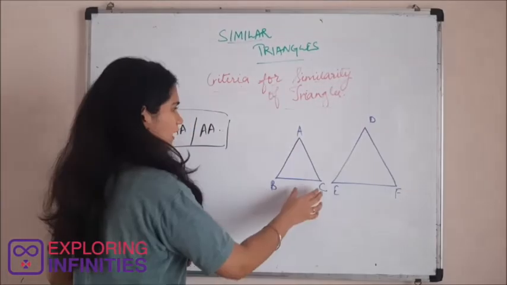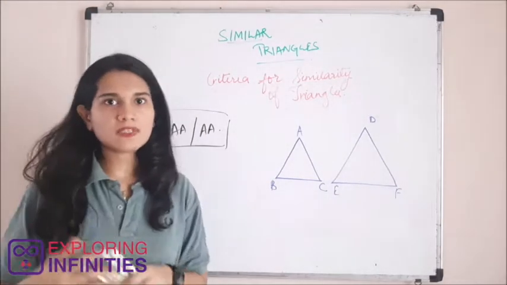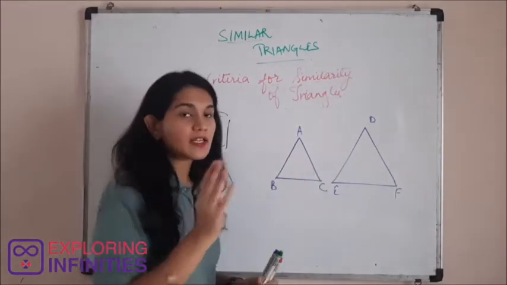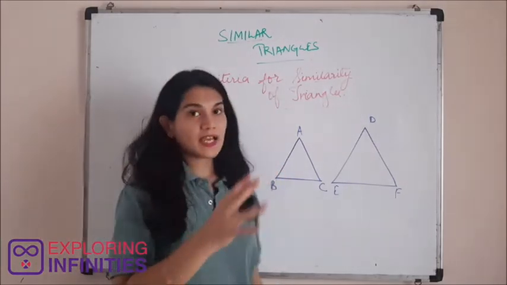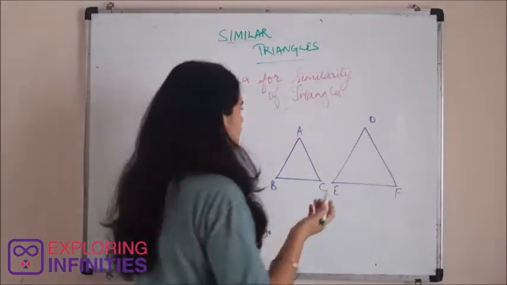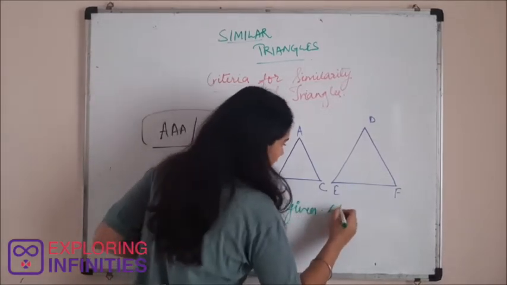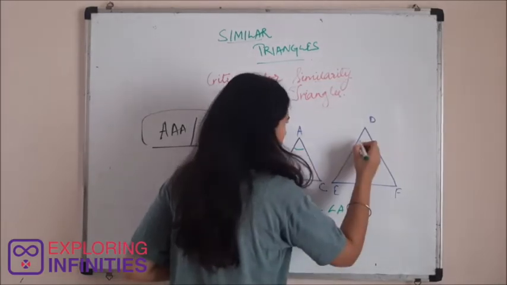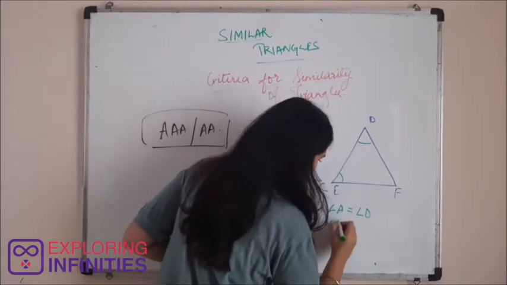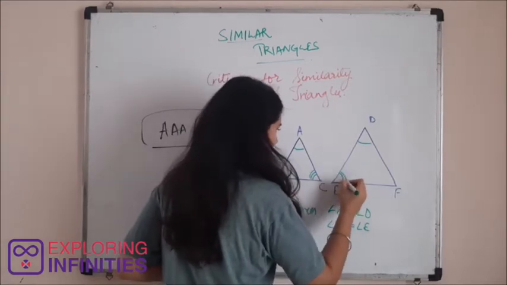So here we have two triangles, triangle ABC and triangle DEF. What this theorem states is that if we have two triangles and we know that the corresponding angles are equal, then the corresponding sides would also be proportional, hence those two triangles will be similar. We'll talk about how. So firstly, what is given to us: angle A equals angle D, angle B equals angle E, and angle C is equal to angle F.